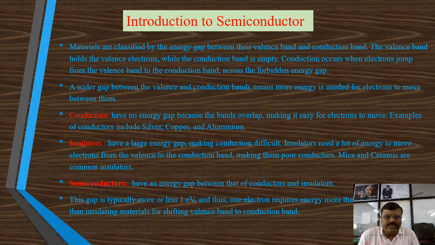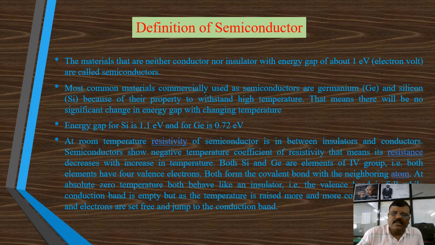The third type of material is the semiconductor. It is a material having an energy gap between that of conductors and insulators, and the gap is typically more or less 1 electron volt. Thus an electron requires less energy than in an insulating material for shifting from the valence band to the conduction band. Now, what is a semiconductor?